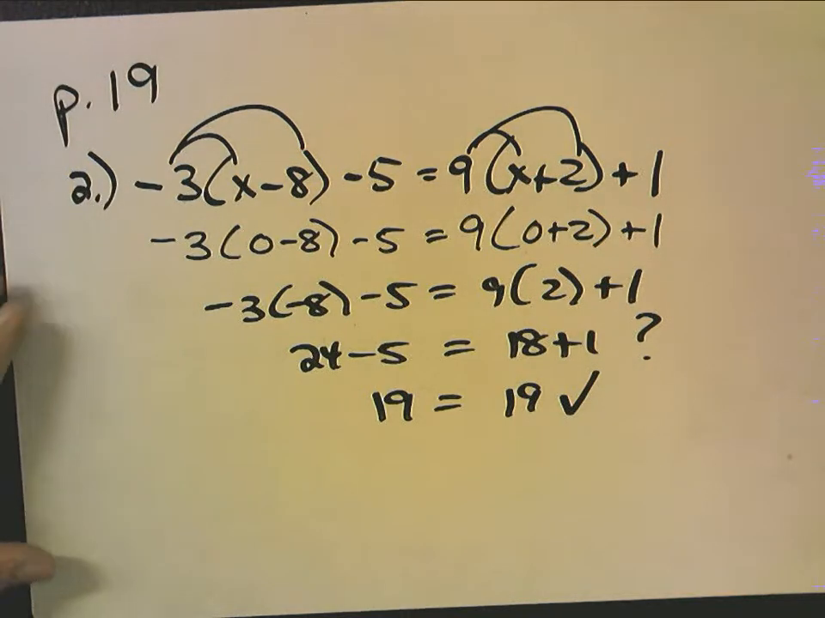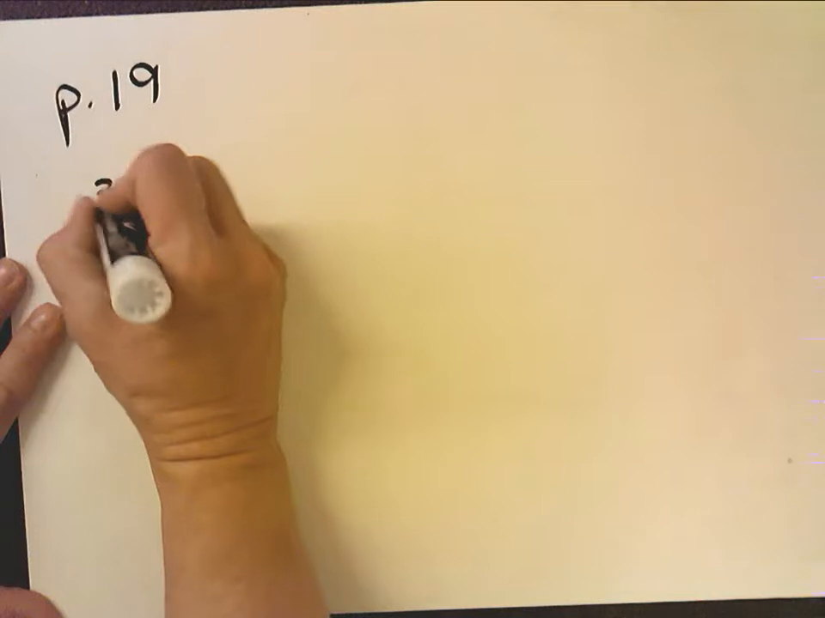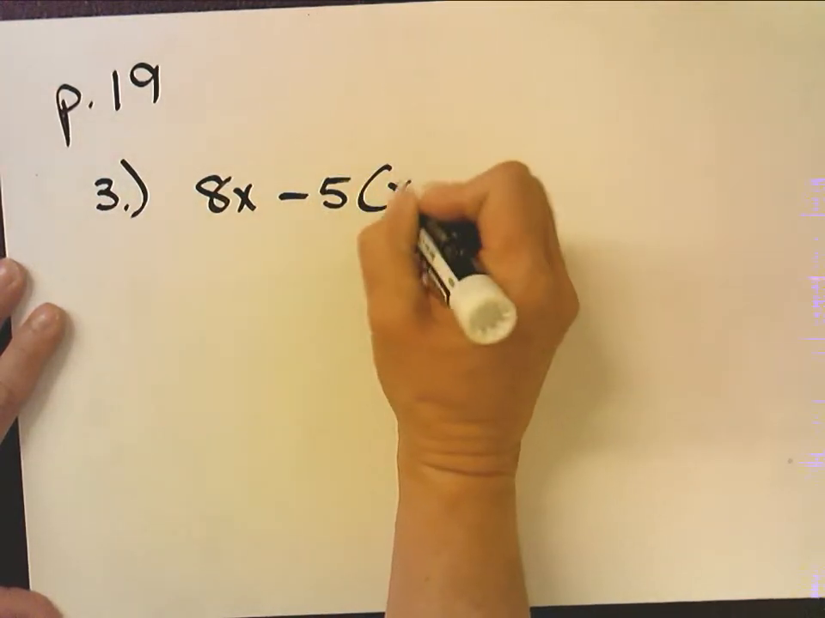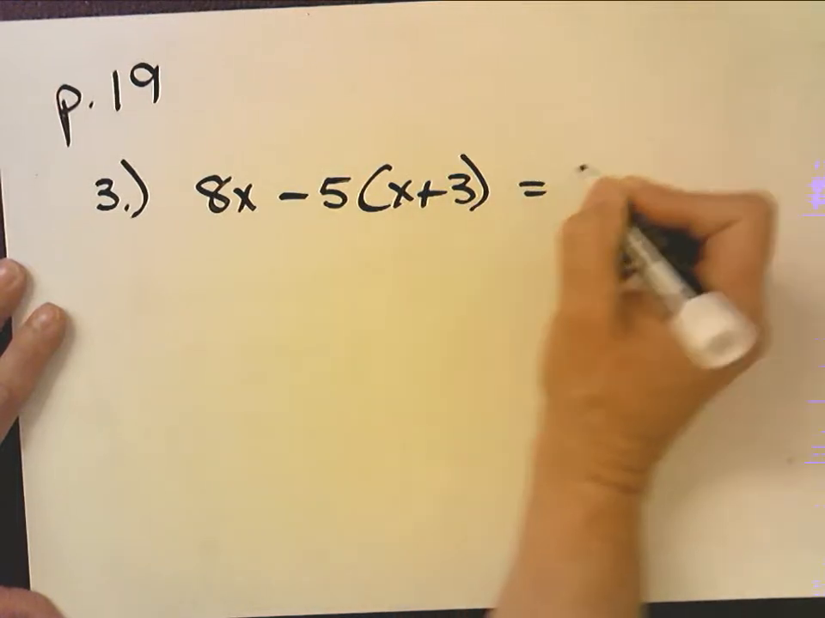Okay? So now, let's do number 3. Because I notice in number 3, I have to distribute a negative. And that's where some of you make mistakes.